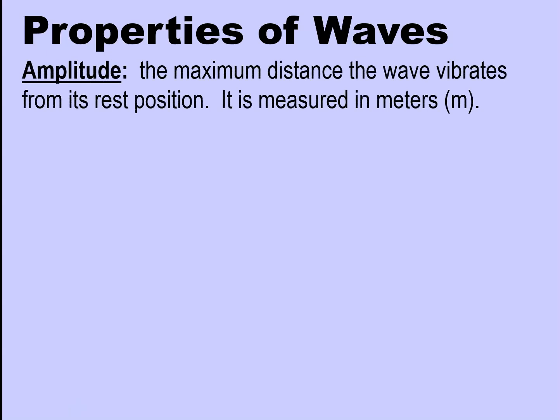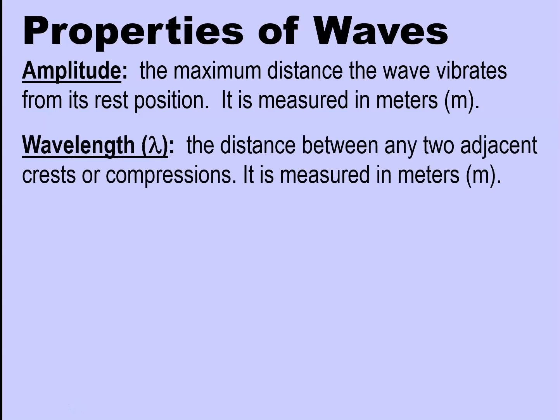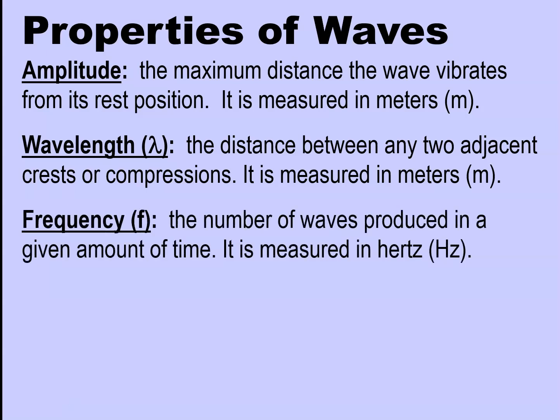We have the amplitude. This is the maximum distance the wave vibrates from its rest position. It is normally measured in meters. Next, we have the wavelength, which is symbolized by lambda. This is the distance between any two adjacent crests or compressions, or really it can be the distance between any two adjacent points. It doesn't necessarily have to be crests or compressions, but normally it's between crests or compressions. It's also measured in meters. Next, we have the frequency. This is the number of waves produced in a given amount of time. It is measured in hertz, named after a famous scientist who was credited with discovering radio waves.